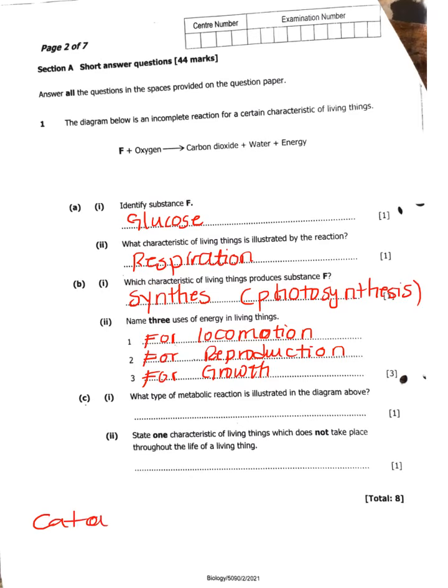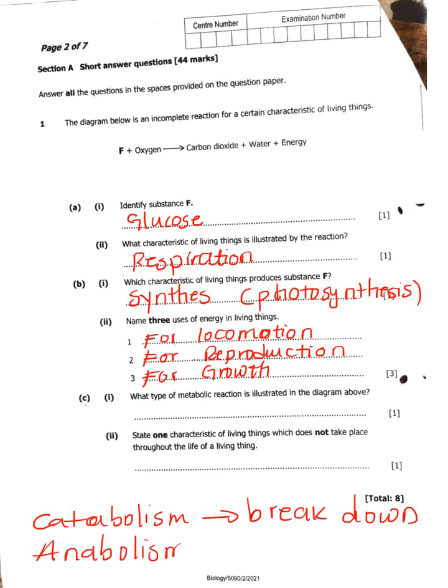catabolism deals with the breaking down, where you have a large molecule, then you break it down to form smaller ones. Then anabolism deals with building up. You have small molecules, 2 or more, as long as you combine them where you build a large molecule, that is anabolism. So from this reaction given here, are we breaking down or are we building up? So you can see that we are breaking down this glucose. So this reaction here is catabolism.